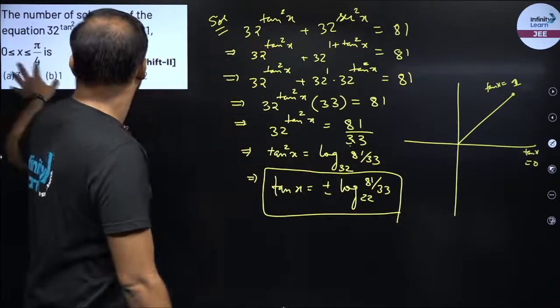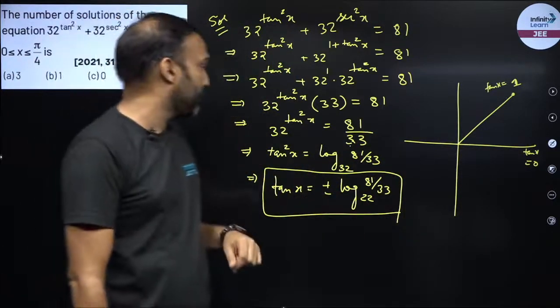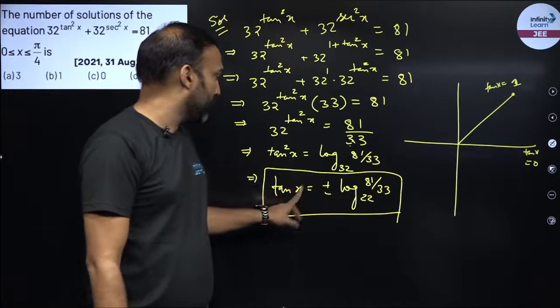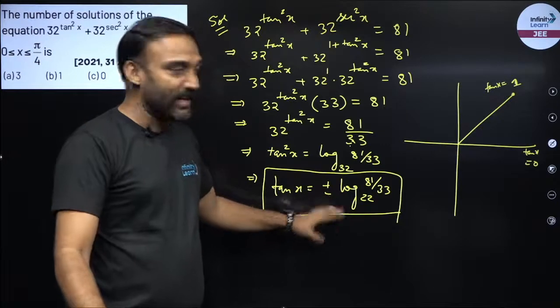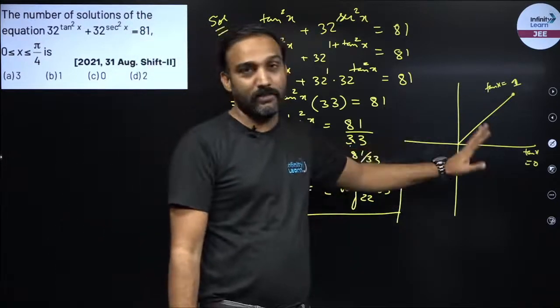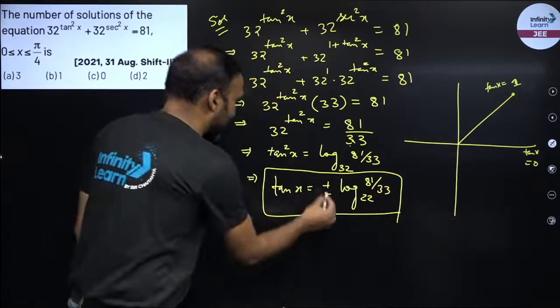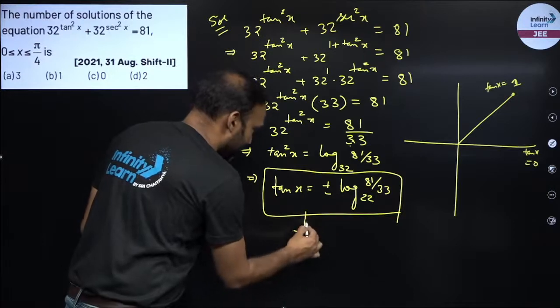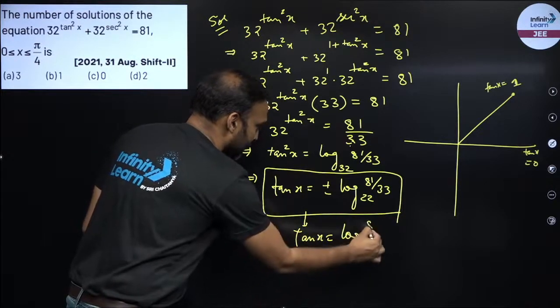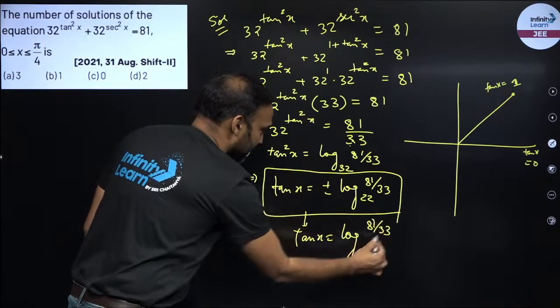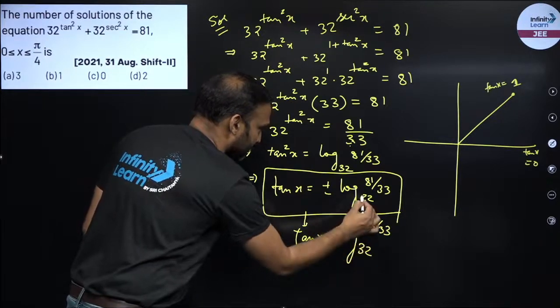Whereas in the question, if you observe, my x goes from 0 to pi by 4. Now let us check this value, tan x. Now tan x is negative. If tan x is negative, I will not get a solution between 0 to pi by 4. So this minus is out. So I am left with only tan x is equal to log of 81 by 33 to the base 32.